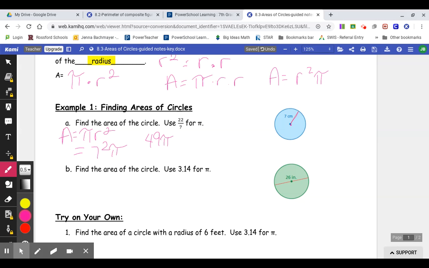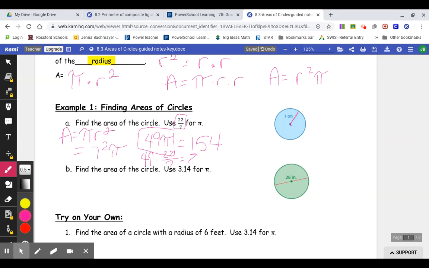And again, you can leave this as an exact answer, but this one says to use 22/7 for pi. So I'm going to multiply that by 22/7. And that equals 154. Again, instead of just hitting the pi button or 3.14, we used 22/7, and that gives us exactly 154.